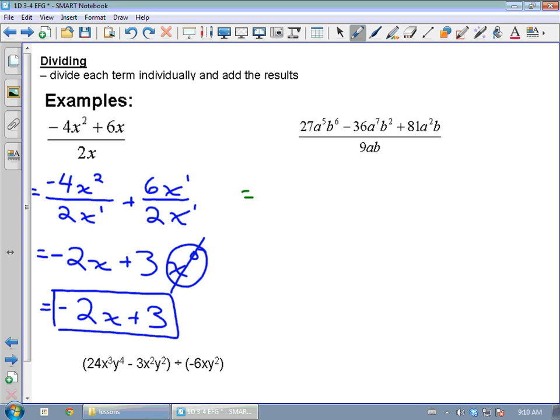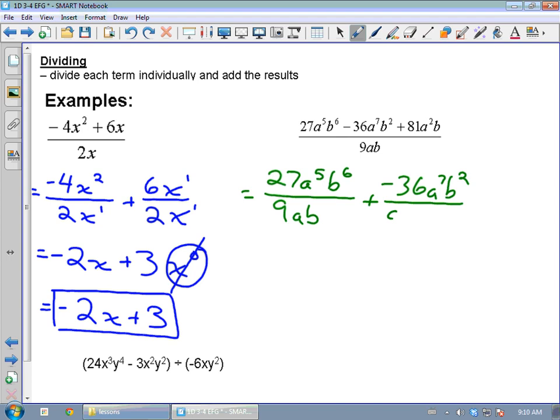27a to the 5, b to the 6, minus 36a to the 7th, b squared, plus 81a squared b, divided by 9ab. I'm going to break this up into 3 separate divisions. My first one is going to be 27a to the 5, b to the 6, divided by 9ab, plus, and remember these signs stay with the term that they're in front of. So I'm going to write this as a plus, and then I'm going to keep that negative sign up here with the 36. So negative 36, a to the 7, b squared, divided by 9ab.